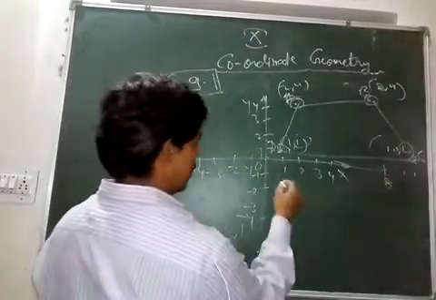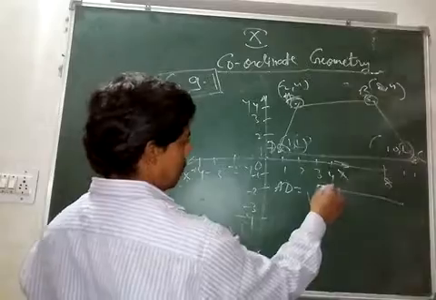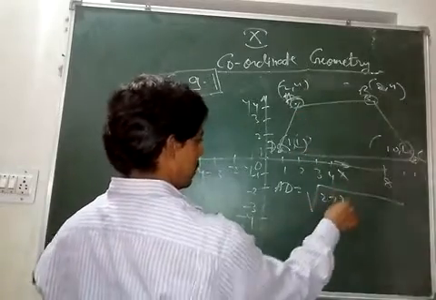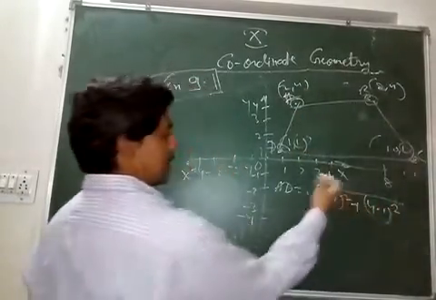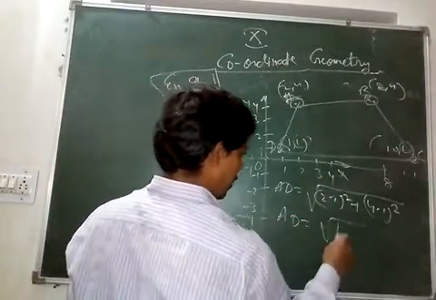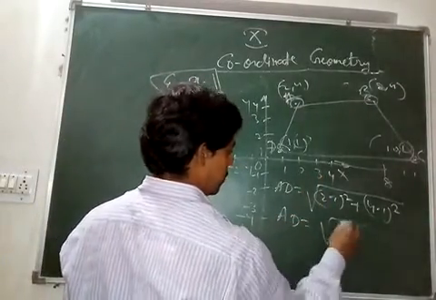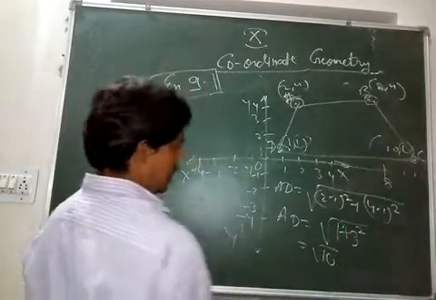AD is, according to the distance formula, let's find AD. Root of (2 minus 1) whole square plus (4 minus 1) whole square. What we are doing: x2 minus x1, plus y2 minus y1. AD is equal to the root of 1 square plus 3 square. So 1 square is 1 and 3 square is 9, root 10. So AD is root 10.